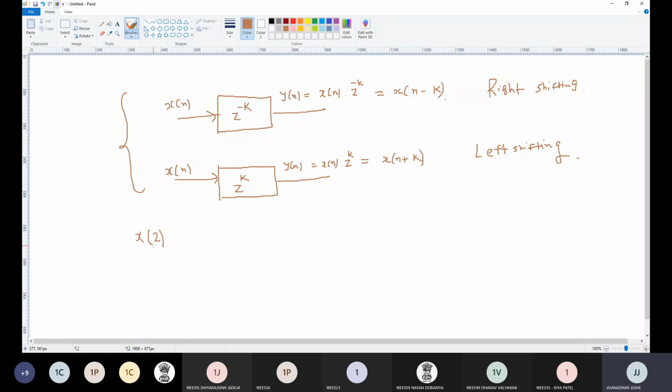So if I want to find out a signal delayed by 2 samples, then mathematically I can multiply the original signal by Z raised to that delay. How much was the delay assumed? Say 3 samples. Then I can write X of n into Z raised to minus 3. So it becomes X of n minus 3. Please remember this. This is a very important concept that will be used throughout the discussion of DSP.